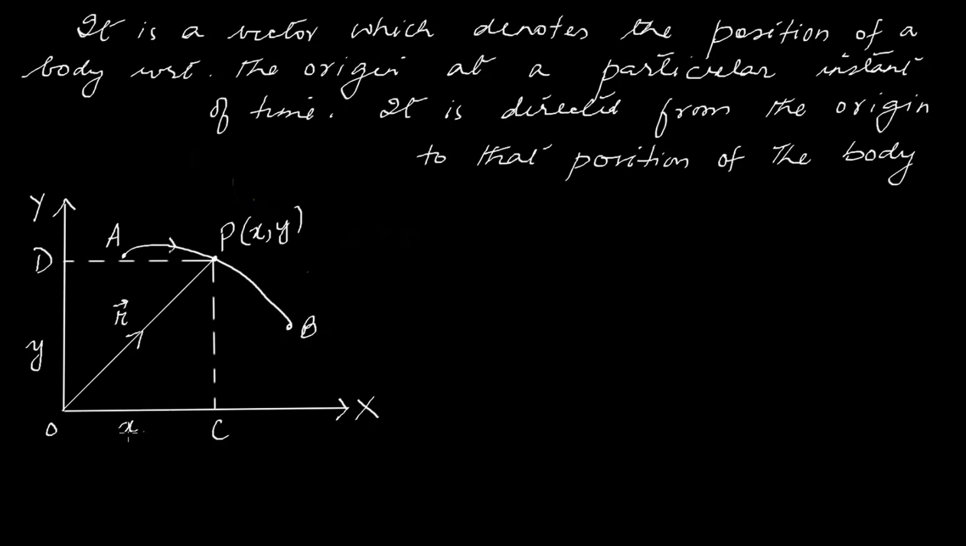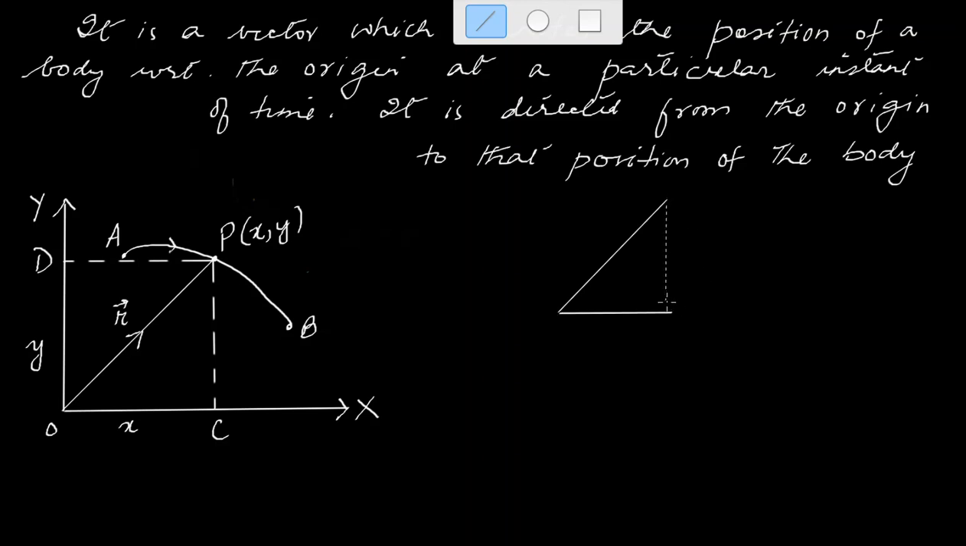Now, do you agree or not? If you look at this diagram, it can be drawn like this. Let me draw a smaller diagram out here. That is point P, and this will be x, and this will be y. This is point P, this is point O, this is point C. So this is the vector r bar, right?